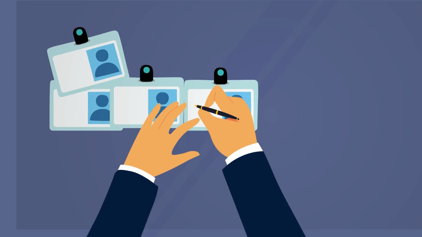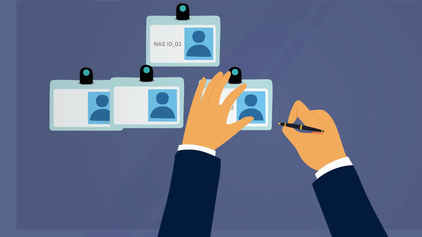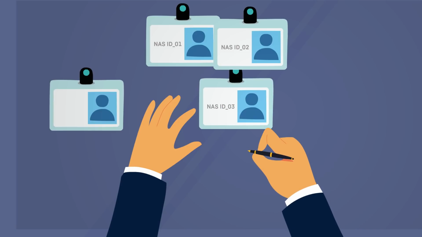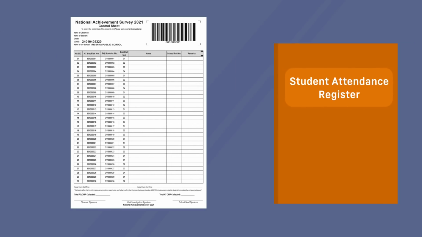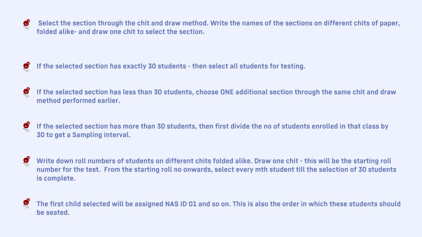The first child selected after the sampling is complete will be assigned NAS ID 01 and so on. This is also the order in which these students should be seated. Update the control sheet accordingly with help of the student attendance register. With this, you have successfully completed your module for understanding sampling.